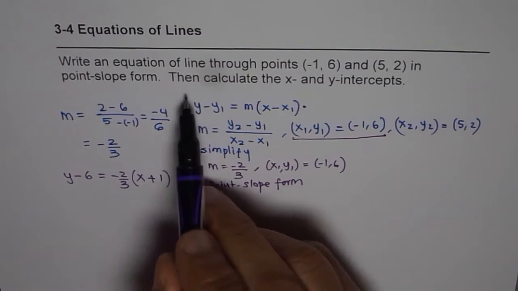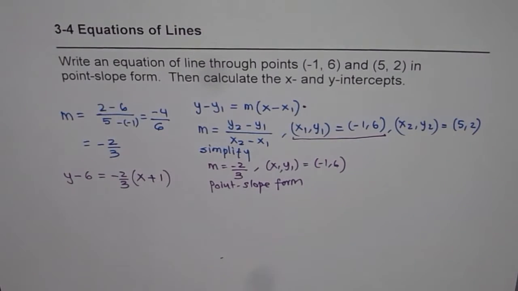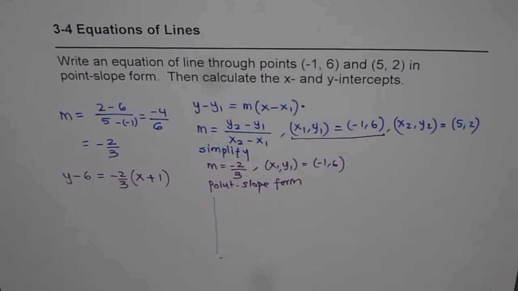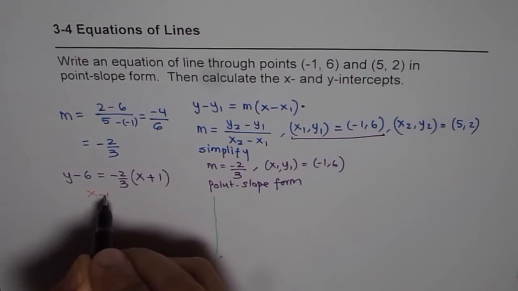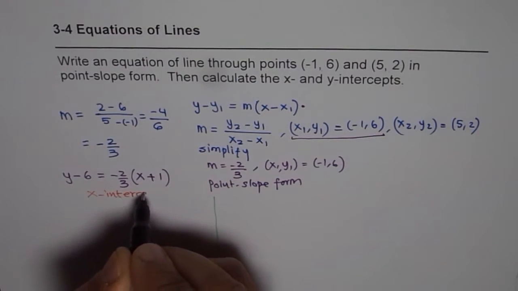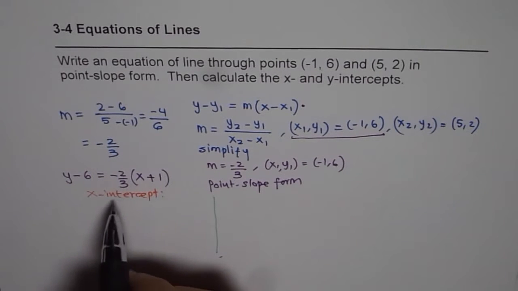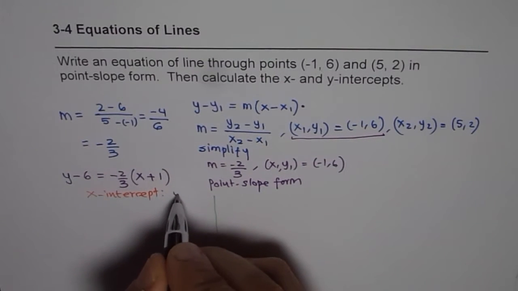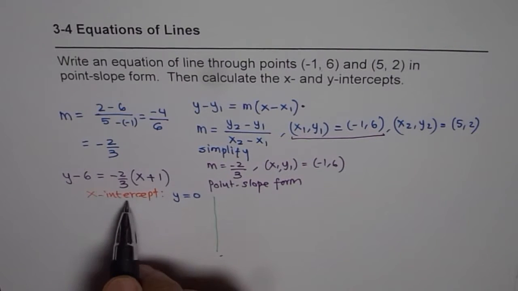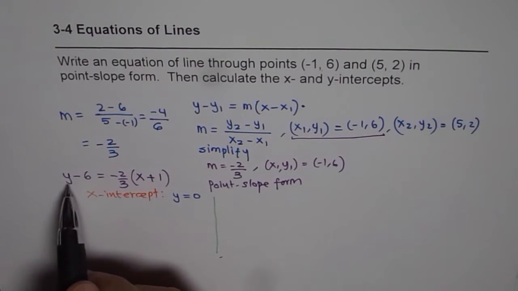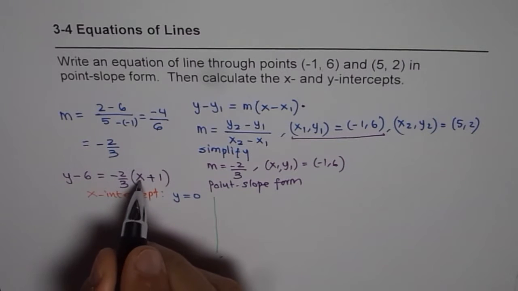So that becomes our equation in point slope form. Correct? Now the second part of this question is to find the x-intercept and y-intercept. Okay, so two things we need to figure out. One is the x-intercept and the other one is the y-intercept. Let's try to find the x-intercept first. X-intercept means that y equals 0. That is the meaning of x-intercept, right? So we'll substitute y equals 0 here and find the value of x.